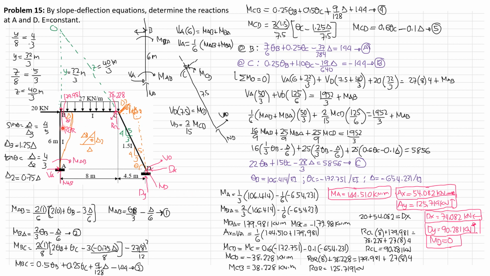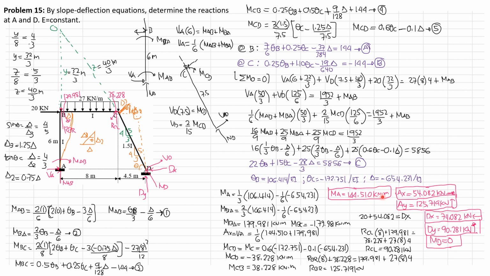Then we consider BC. R_B right, when transmitted to this column, is A_Y or N_AB. So summation of moment about C equals 0: R_B right times 8, plus 38.228, the moment CB, equals moment BC, which is 179.981 counterclockwise because it's negative, plus 27 times 8 times 4. Then R_B right is 125.719 kilonewtons, and that is also N_AB or A_Y. So A_Y is 125.719 kilonewtons upward. So we have completely calculated the reactions at A.